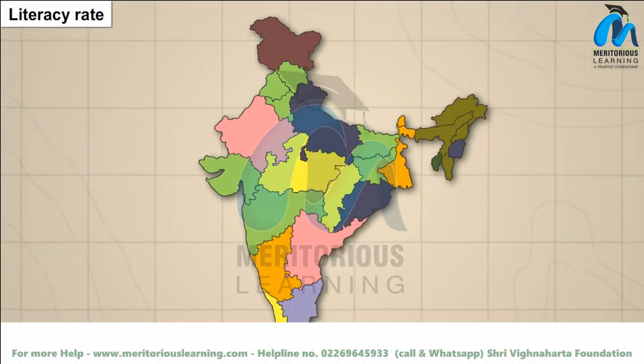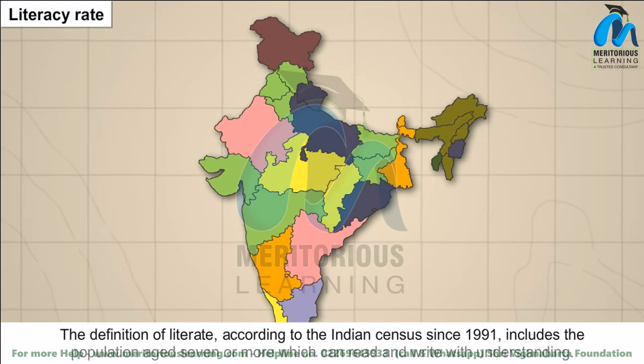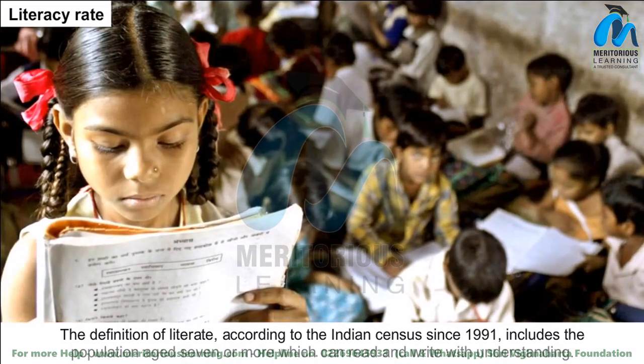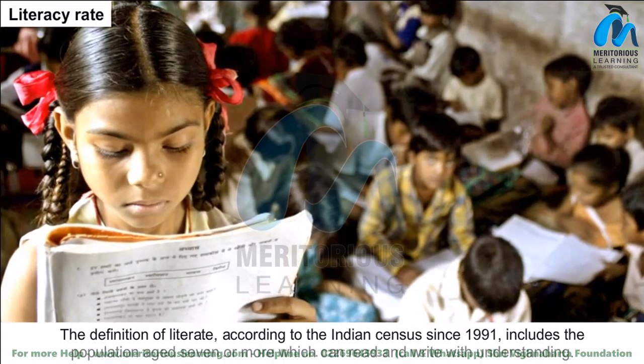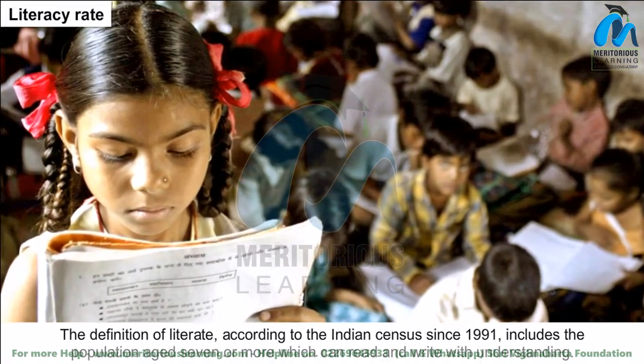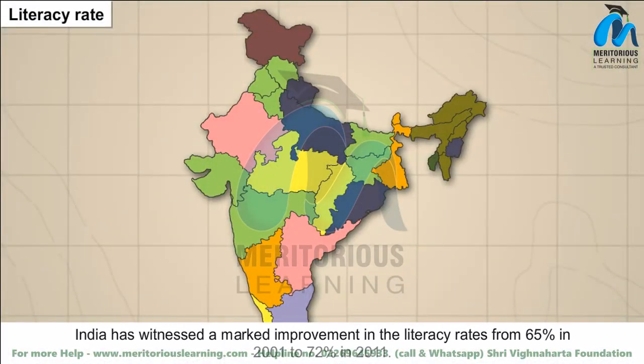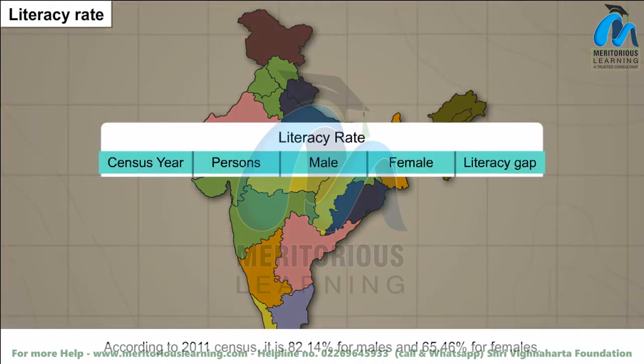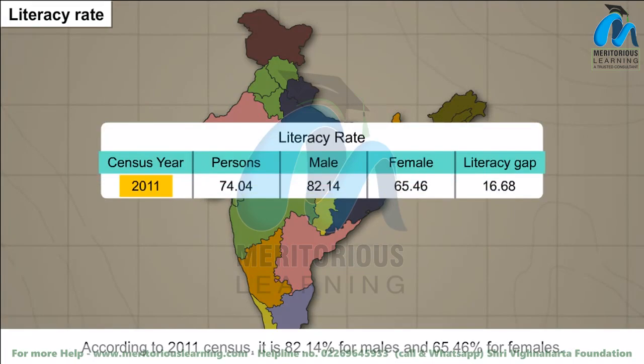Literacy rate. The definition of literate according to the Indian census since 1991 includes the population aged 7 or more which can read and write with understanding. India has witnessed a marked improvement in the literacy rates from 65% in 2001 to 72% in 2011. According to 2011 census, it is 82.14% for males and 65.46% for females.